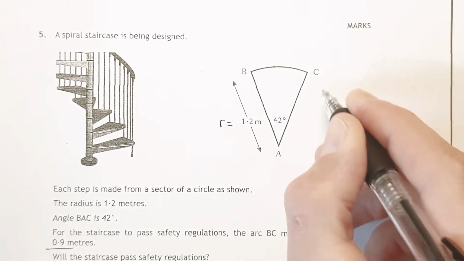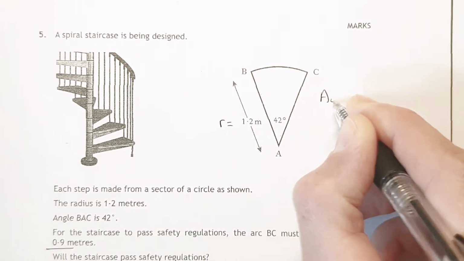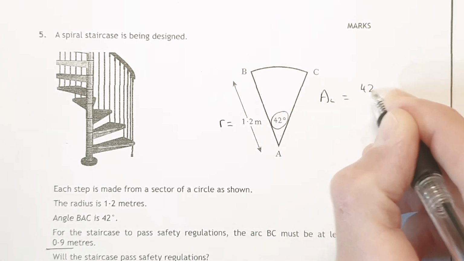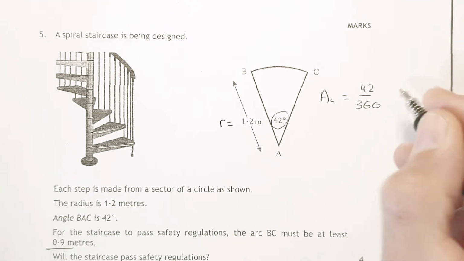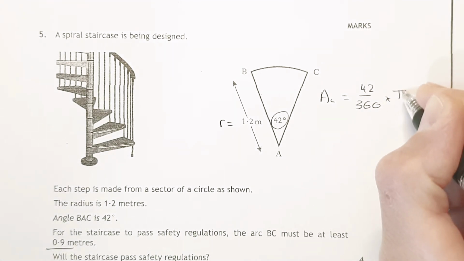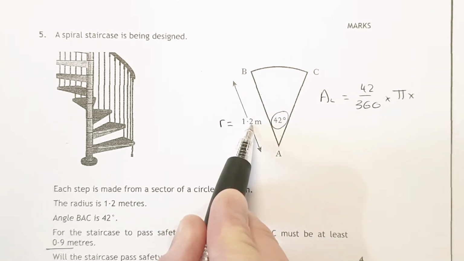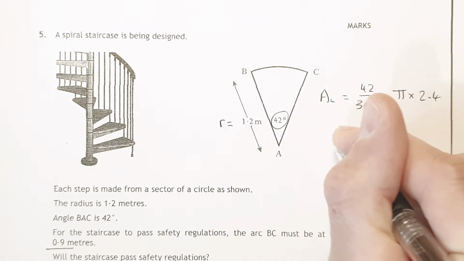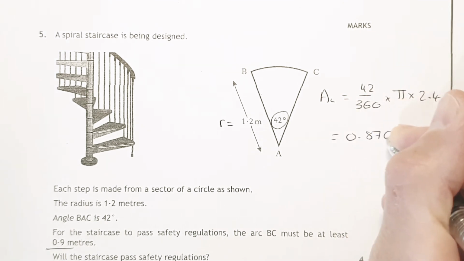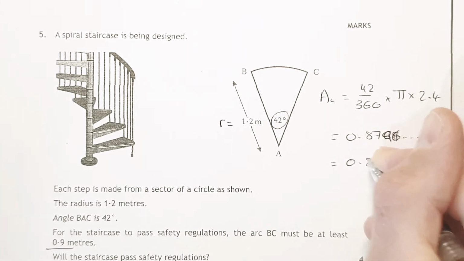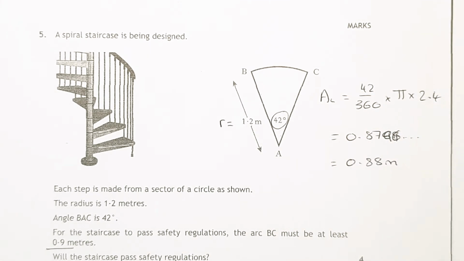So the arc length formula: it's the angle over 360, so it's 42 over 360 times pi d. It would be pi r squared if it's an area we were after, but we're not after an area. So it's pi times, now your radius is 1.2, so your diameter's got to be 2.4. So when you multiply that together, you get 0.8796, etc. And that rounds to 0.88 metres.